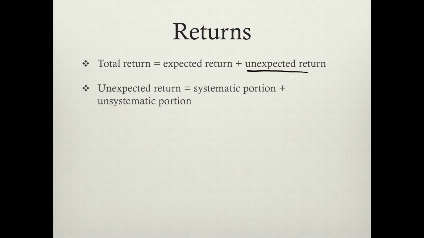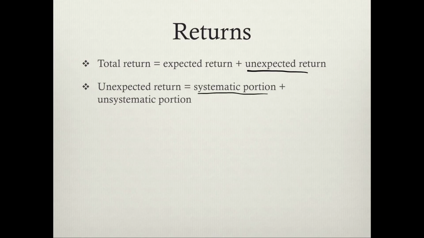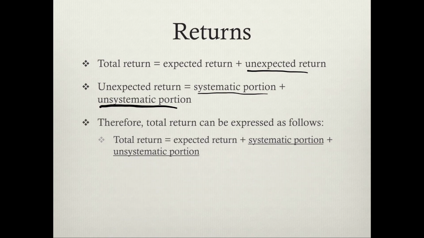Now we can break down that unexpected portion into the systematic portion, the portion that would affect the entire market, and then a firm-specific portion, your unsystematic portion. So as a result, we can break down total return and understand that your total return on an investment has three different components: what you expected based on your analysis, then that portion that impacted the entire market, your systematic portion, and then your unsystematic portion, your firm-specific portion.